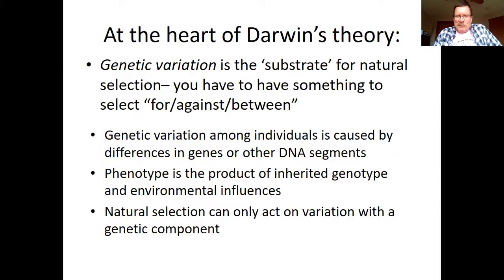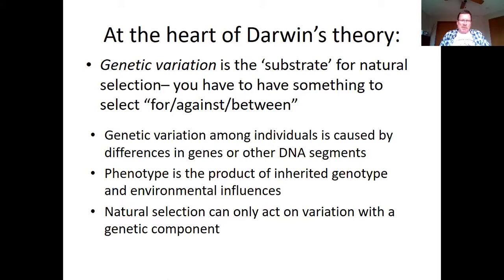Anyhow, moving on. Let's remember, at the heart of Darwin's theory is genetic variation. You have to have something to work on, something to select for. If there wasn't variation, like diploid alleles with different versions of alleles, then you wouldn't have natural selection and adaptation. And that variation is caused by differences in the genes or other DNA segments.